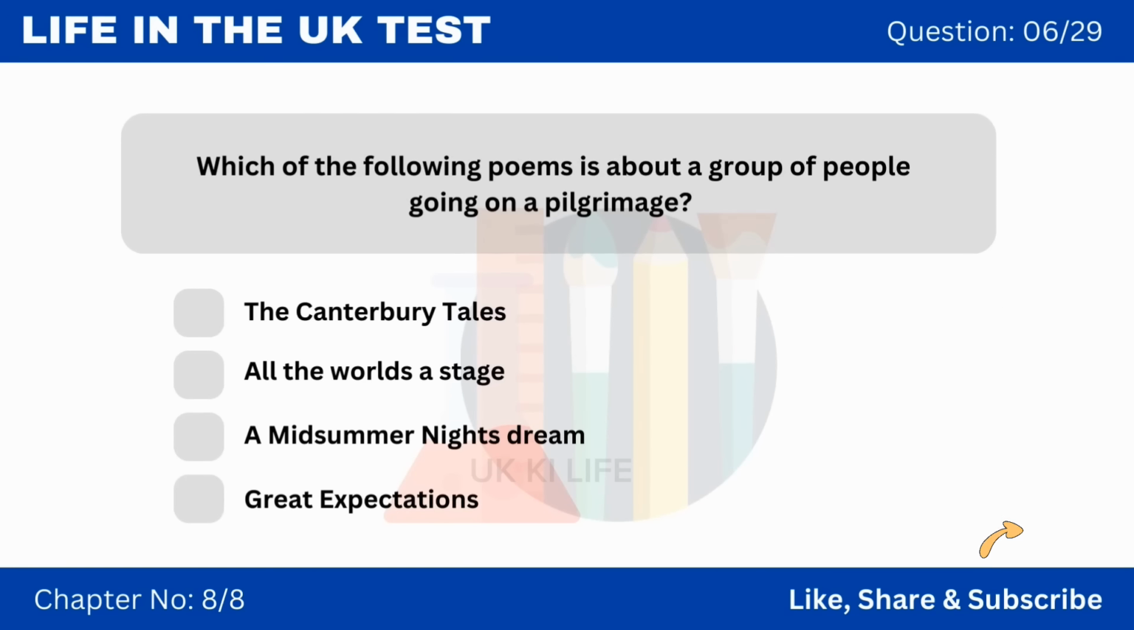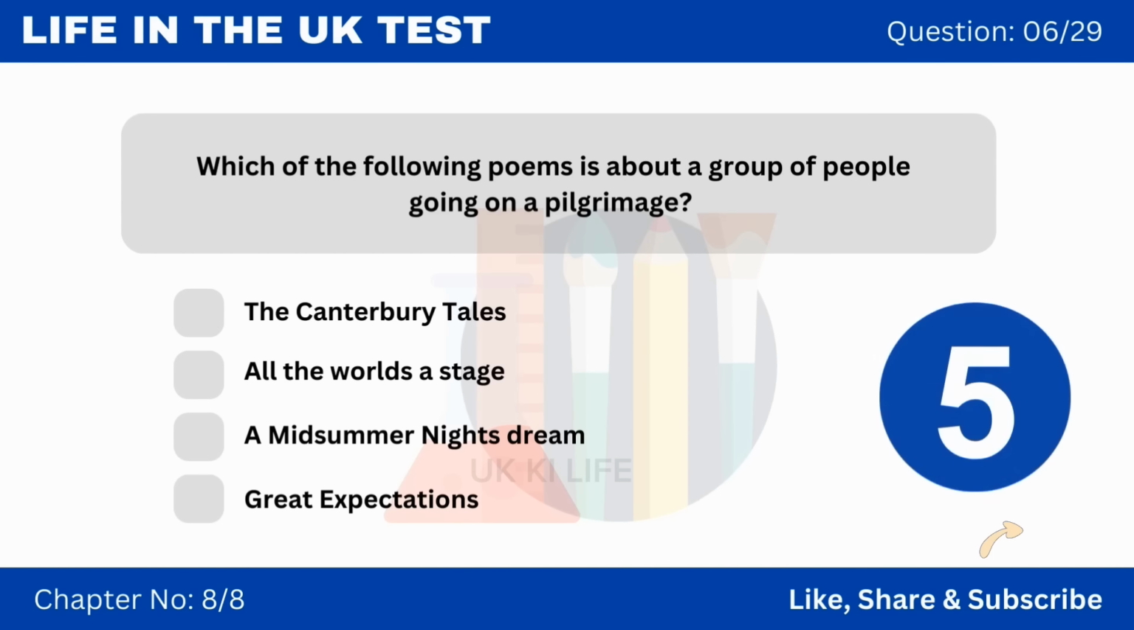Question 6. Which of the following poems is about a group of people going on a pilgrimage? The Canterbury Tales, All the World's a Stage, A Midsummer Night's Dream, Great Expectations.